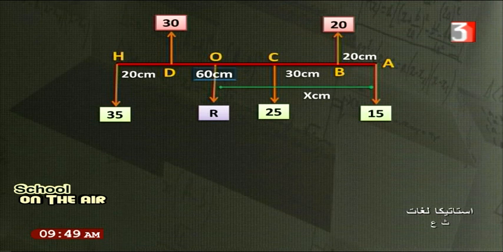What are the 3 forces down? 15 acts at A, 25 acts at C, 35 acts at H. Also, we have 2 forces acting up, at B 20 Newton, at D 30 Newton. We know that to find the resultant in equilibrium, forces up equal forces down.